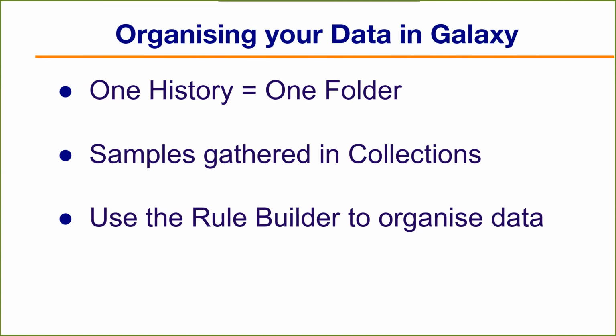So if we, for instance, have FASTQ data, or let's start with FASTA data. So FASTA data, we want to work on multiple FASTA samples. We can then organize them into a collection, a so-called list collection. And then when you want to analyze the data, you can just use the whole collection as input.